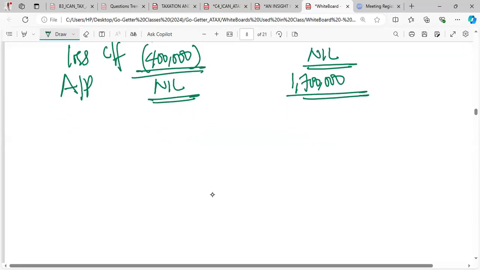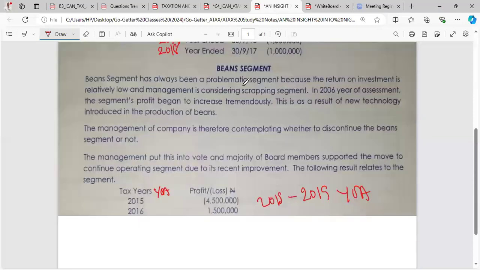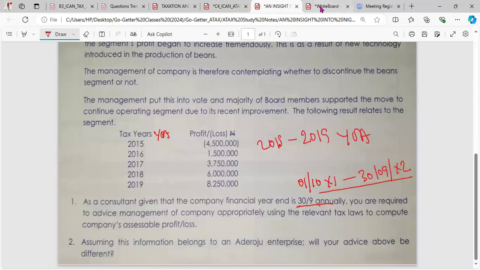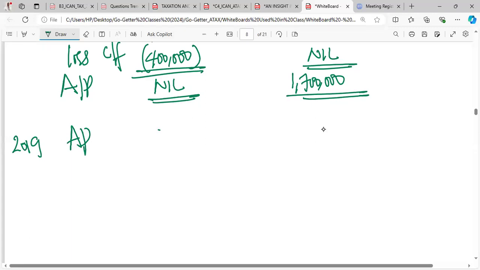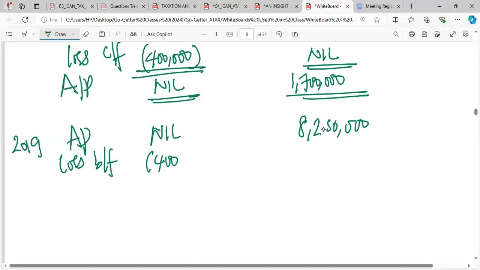Then of course we have 2019. 2019, we have accessible profit, that of beans, 8,250,000. So this is nil, 8,250,000. Then we have loss brought forward 400, nil.